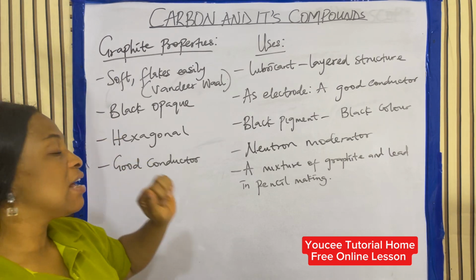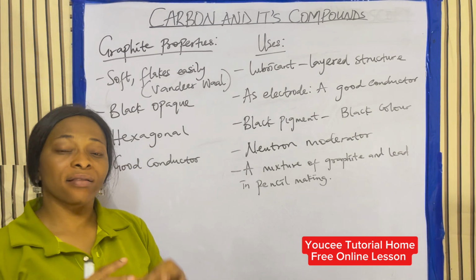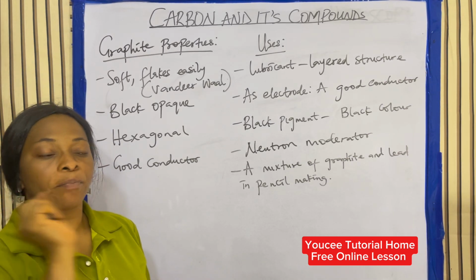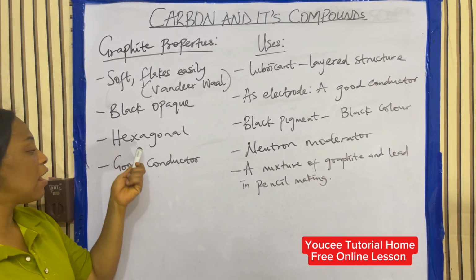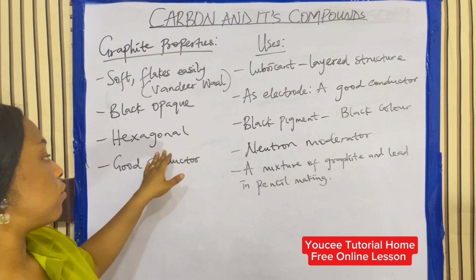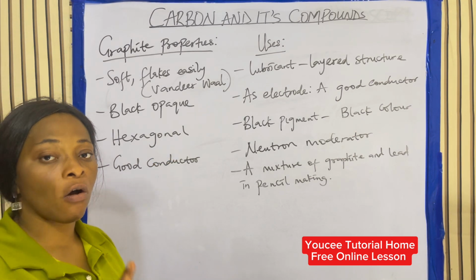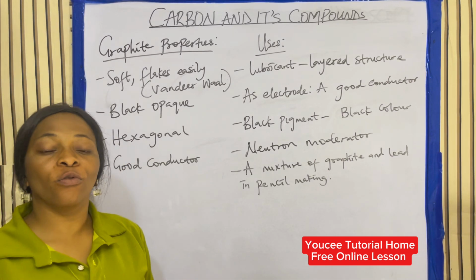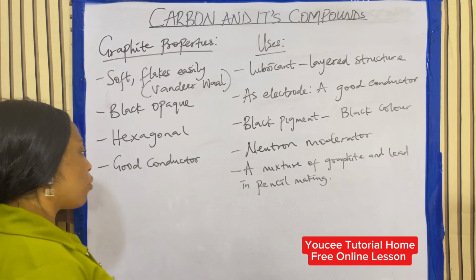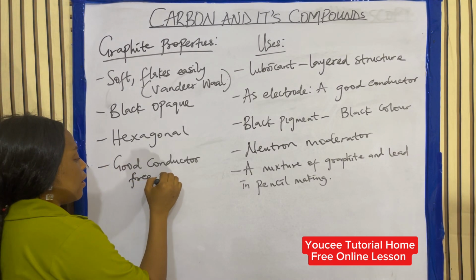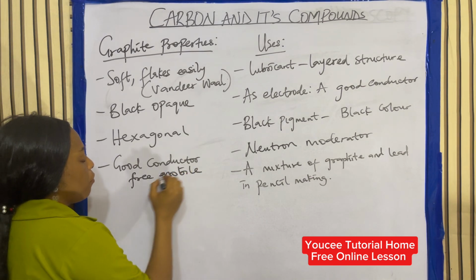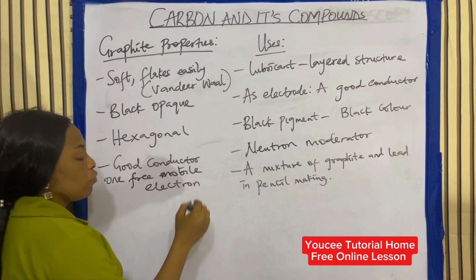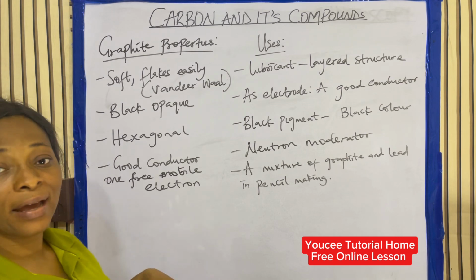Then number two, it is black and opaque, as in the color is black and it is opaque. Opaque means it doesn't allow light to pass through it. Then number three, it is hexagonal in shape. This talks about the shape. Diamond is octahedral; octa means 8. Hexa means 6. It is also a good conductor of electricity. Why? Because it has one free mobile electron in the outermost shell.